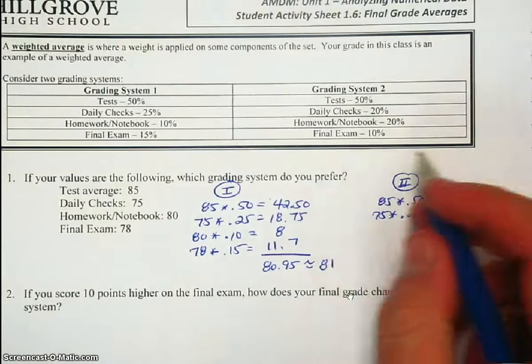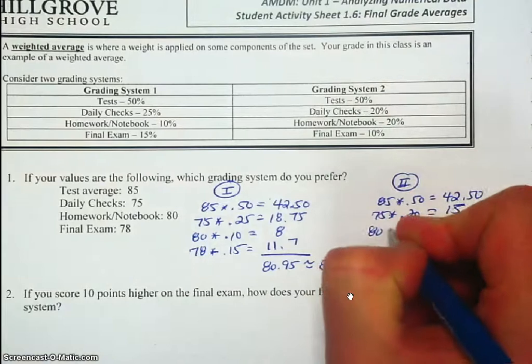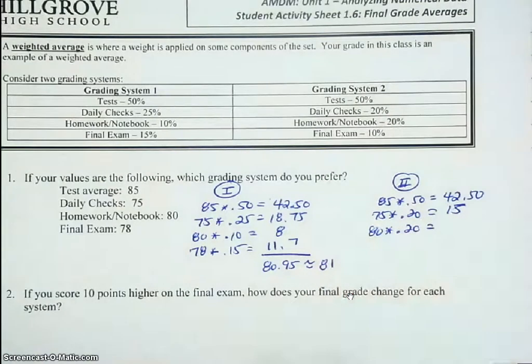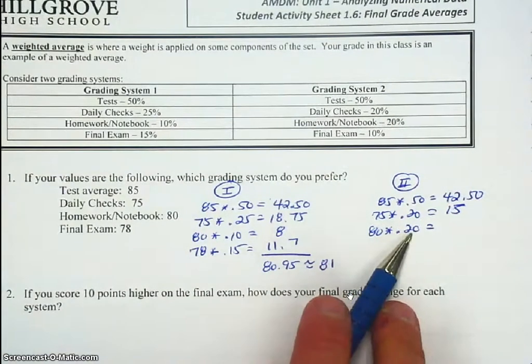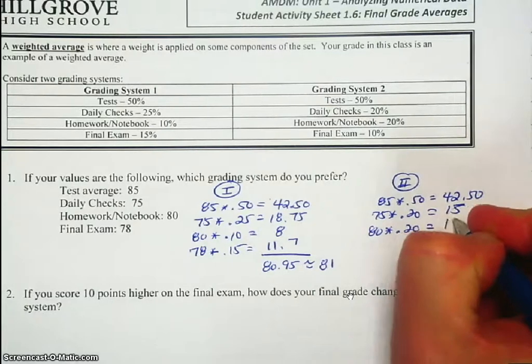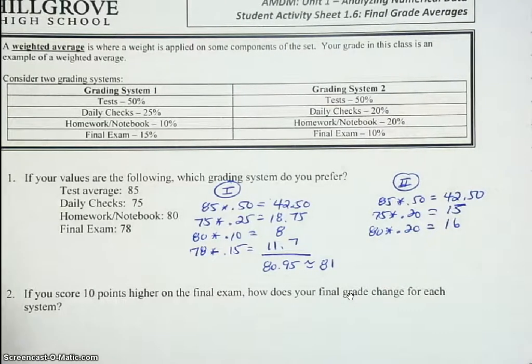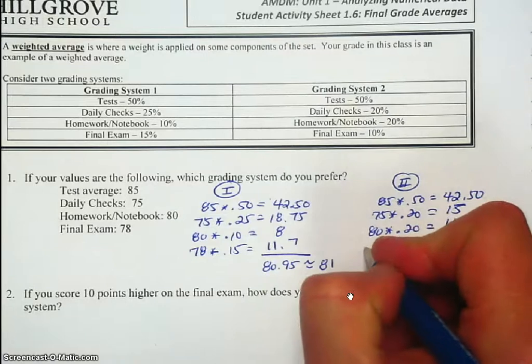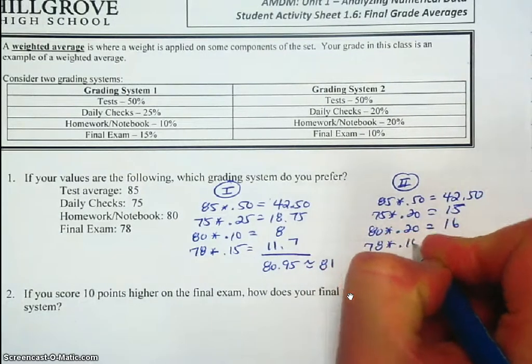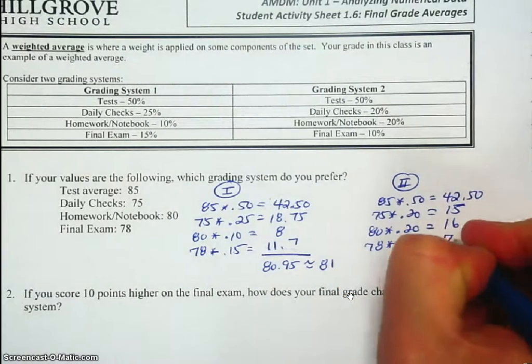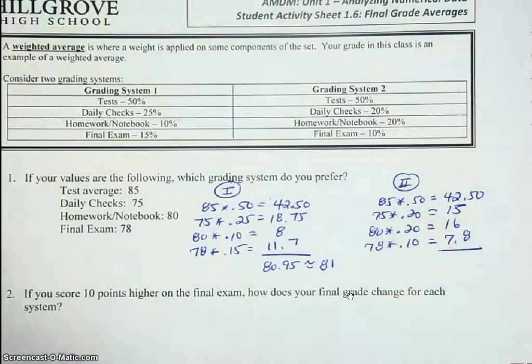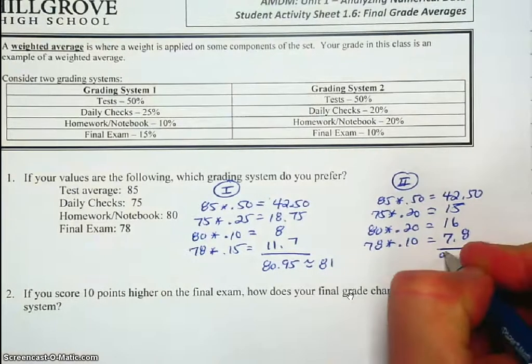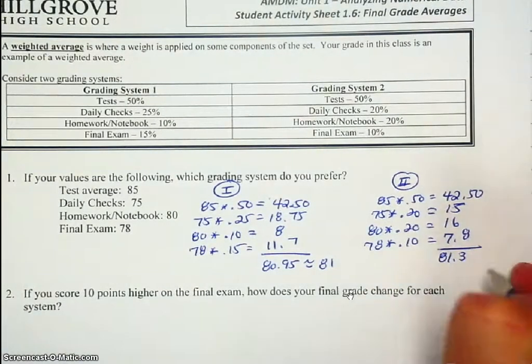So we get 15. The notebook is now worth 20% of my grade. So I had an 80 average on my notebook, so I'll multiply that by 0.20, and I end up with 16. And then my final exam was now only 10%. So I'm at a 78 on my final, and it was 10% of my grade, so that comes out to be 7.8. So under grading system 2, if we add all those up, we end up with an 81.3, which in Synergy would turn out to be an 81.